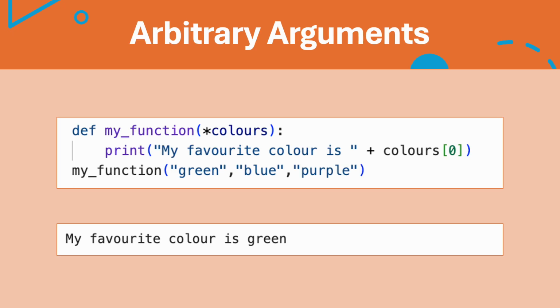Similarly, when we don't know how many arguments might be given to a function, we can use arbitrary arguments. Such arguments are written with an asterisk followed by a suitable group name, in this case, colors. In this example, the function returns "My favorite color is" the first color given to the function. Here, when we call our function with the colors green, blue, and purple, the output "My favorite color is green" is returned.